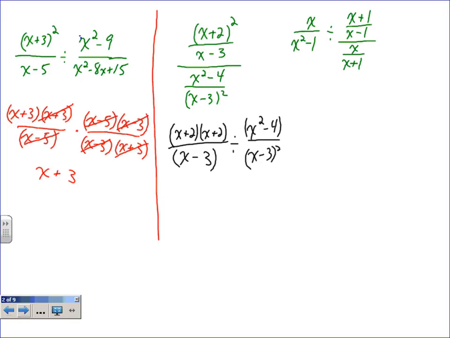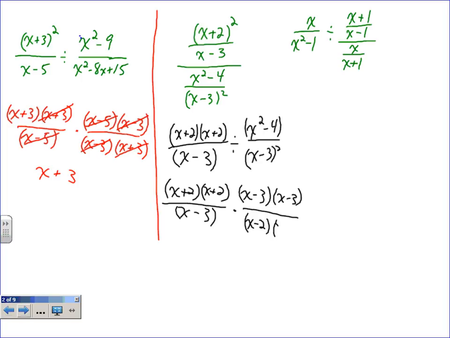I decided to rewrite it. I don't know why. I do know why. The more steps I take, the less mistakes I make. So the first one, x plus 2 times x plus 2 over the x minus 3. And now I'll flip the second one, right? And as I do that, I'm going to make that x minus 3 times x minus 3. And then I'll factor x squared minus 4 into x minus 2, x plus 2.